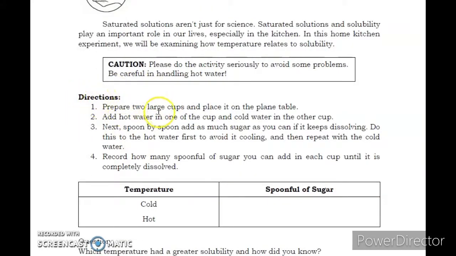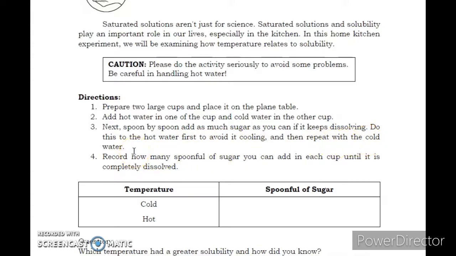So number 1, prepare 2 large cups and place it on a plain table. So dalawang tasa. Add hot water in one of the cup, mainit na tubig, and then cold water in the other cup. So malamig na tubig sa kabilang tasa. Number 3, next, spoon by spoon, add as much sugar as you can if it keeps dissolving. So do this to the hot water first to avoid it cooling, and then repeat with the cold water.